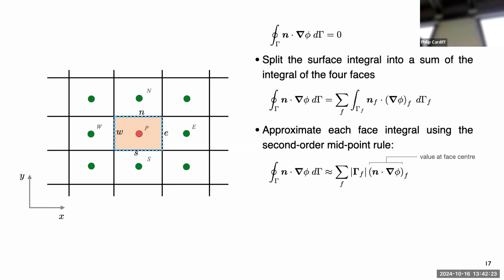If it's linear, then we can use what's known as the midpoint rule. If this thing varies linearly, we can use the midpoint rule, which says that for a linear variation, we can exactly calculate it by just taking the value at the center of the face. So in this case, if we calculate this n dot grad phi at the center of the face, and just multiply by the area vector, that is consistent with a linear variation.